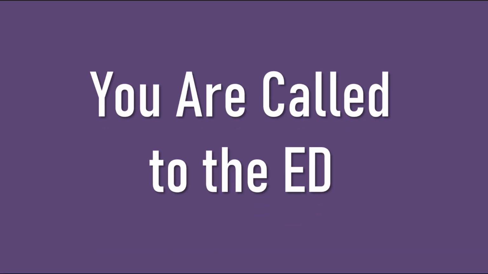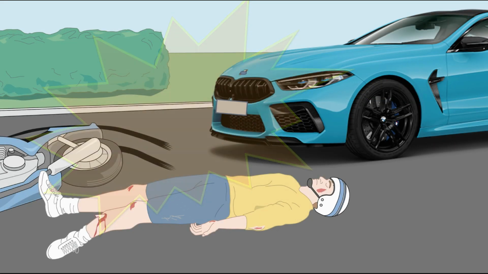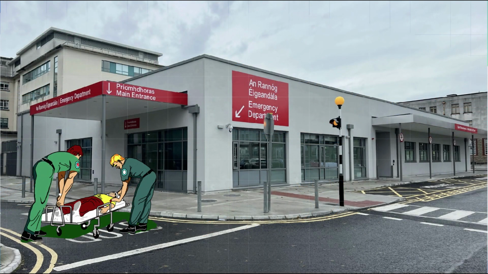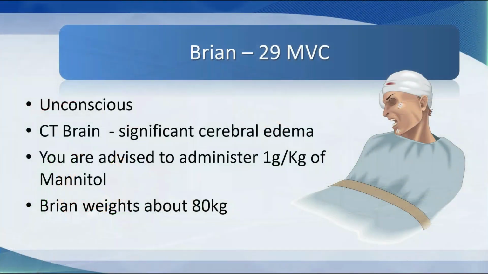You're called to the emergency department as there has been an accident. A young man, Brian, has been struck by a car and has been brought into the ED with a traumatic brain injury. When you see him, he's unconscious and his brain scan, the CT of his brain, shows significant cerebral edema. You're advised by the neurosurgeon to administer 1 gram per kilogram of mannitol, and Brian weighs about 80 kilograms.